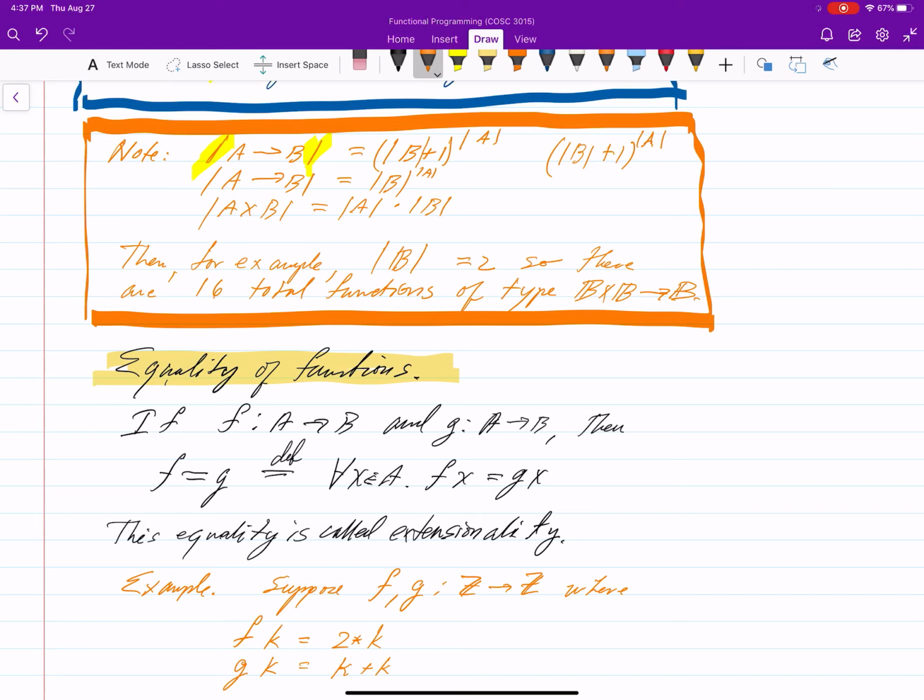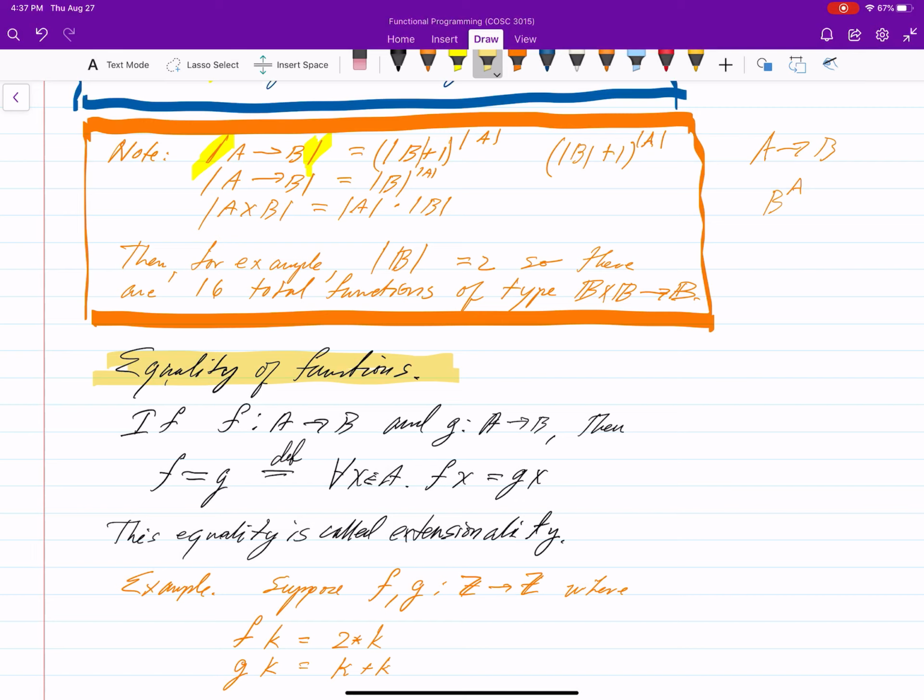I was just going to say that, sometimes we write A arrow B, and mathematicians, or category theorists, might write B to the A to denote all the functions from A to B. But I guess that's just another bit of notation.